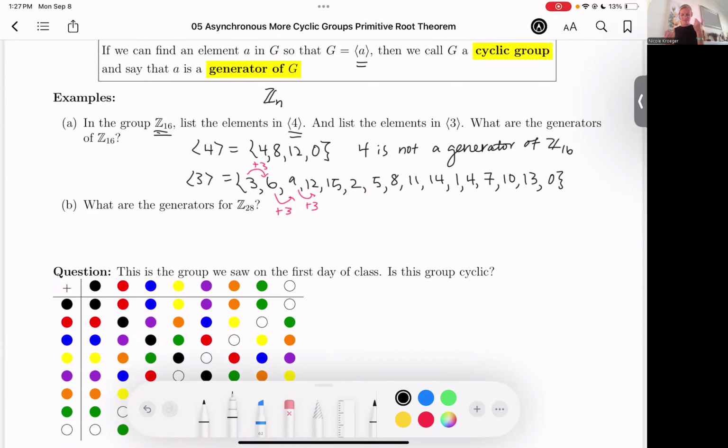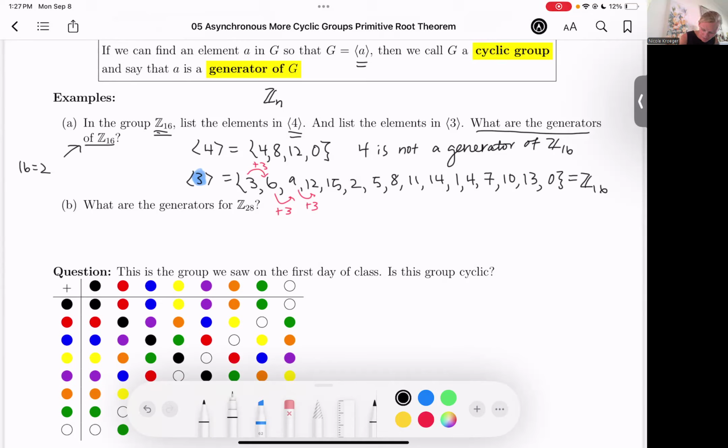Notice that this contains all the numbers from 0 to 15. So this is all of Z16. That tells us that 3 is a generator for Z16 because starting with the element 3, I can add 3 to itself multiple times to get all of Z16. And if you remember from class, all of the generators of Z16 are going to be the numbers that are relatively prime to 16, so the numbers that share no common factors with 16.